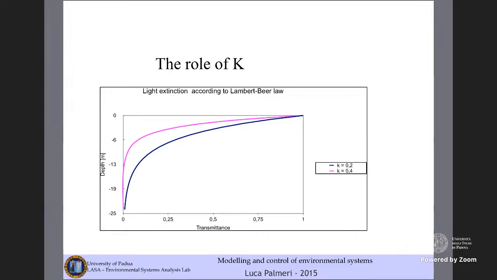If we make a plot of a light extinction model according to the Lambert-Beer law, we obtain this kind of curves, saturation curves. In this case, you have two different values of k's. So for larger k's, the saturation is reached more quickly than for smaller k's. This means that the role of k is that of describing the ability of transmittance, or the ability of transmitting light at different system depths.